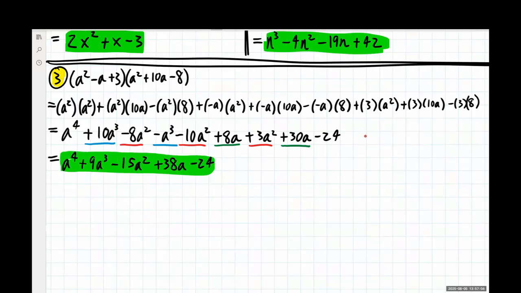And we should get to our final answer here. We have a to the fourth plus 9a to the third minus 15a squared plus 38a minus 24.